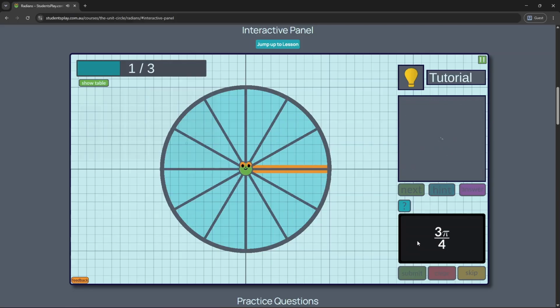Okay. Try this next one. Okay, all the way down here. Let's think about pi. Pi is split up into 1, 2, 3, 4, 5, 6. 6 pieces, so pi on 6. And then we need to go 1, 2, 3, 4, 5, 6, 7 to get around to our insect. So 7 pi on 6. Cool.